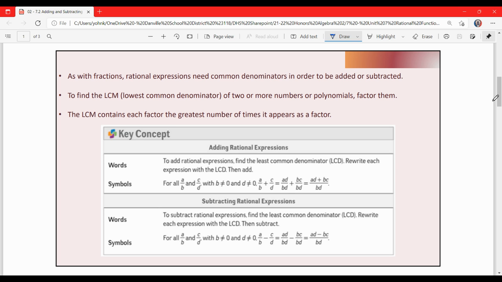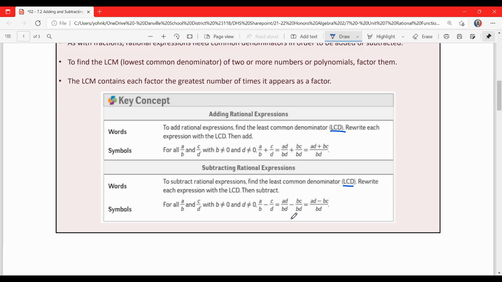I included here a reminder about adding and subtracting: you need a least common denominator, and sometimes it can be tricky, so you have to just look at the denominators. That'll help you find the common one. And then if it's addition, it's plus on top. If it's subtraction, it's minus.